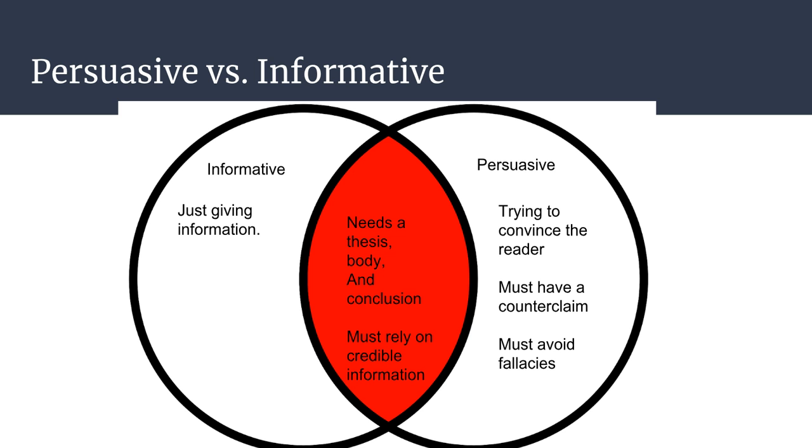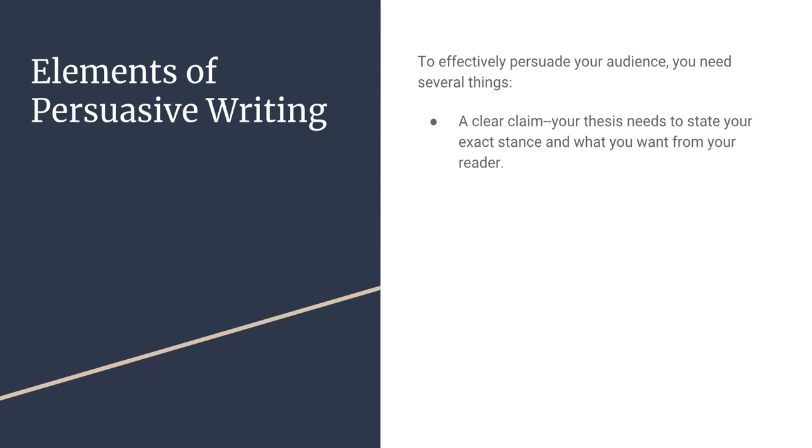That means that we need to take a look at how persuasive writing is different from informative. Informative writing, you're just giving information. Persuasive writing, you have to convince the reader, so you're going to need a counterclaim and you have to avoid fallacies. Both of these writings use a thesis, body, and conclusion format, and they both have to rely on credible information, but how you're using that information and the type of information you're bringing out there is a different sort of process.